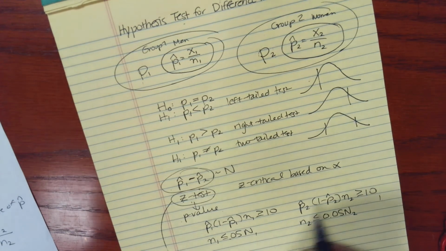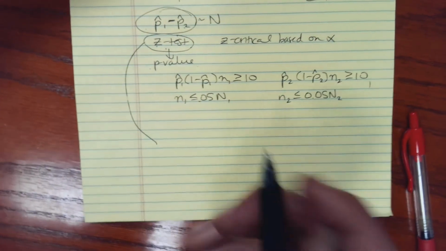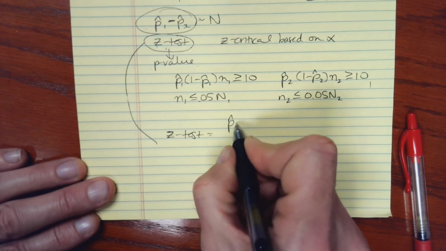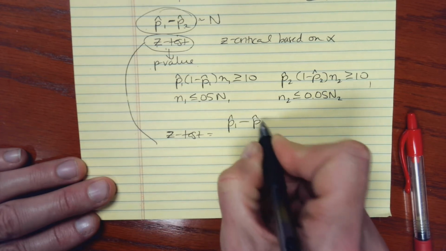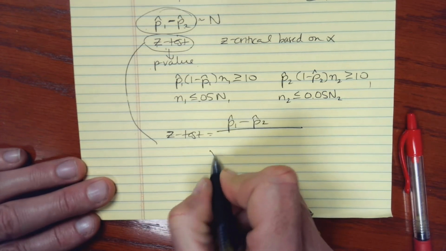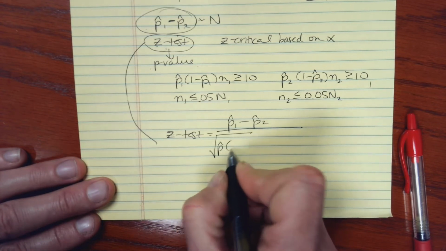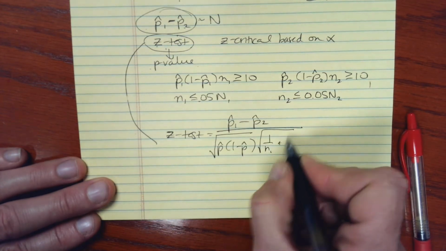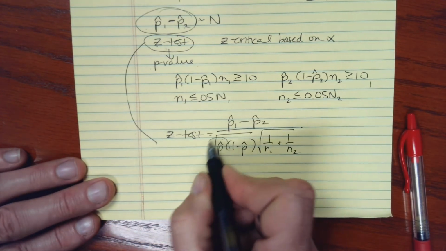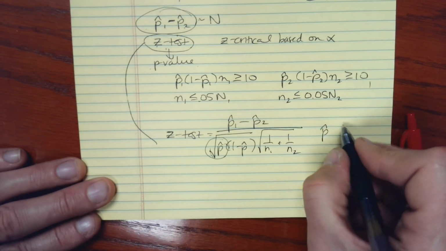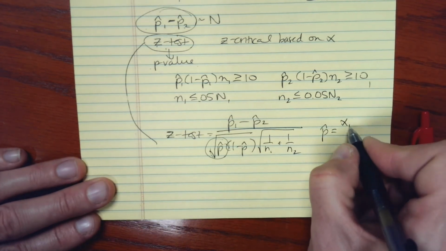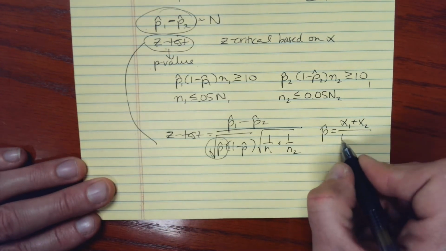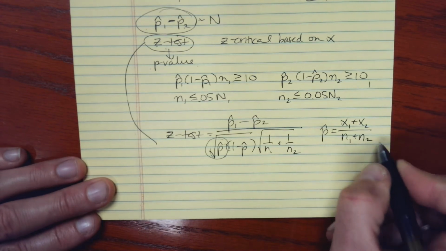Now, the way that we can calculate this test statistic is, assuming we verify these conditions and we feel comfortable proceeding with this strategy. So the formula for z-test is p hat number 1 minus p hat number 2. Now the denominator is a little tricky. It involves this p hat times 1 minus p hat and another square root with 1 over n1 plus 1 over n2. Now this p hat value is the sum of our counts, so x1 plus x2 over the sum of our sample sizes, n1 plus n2.